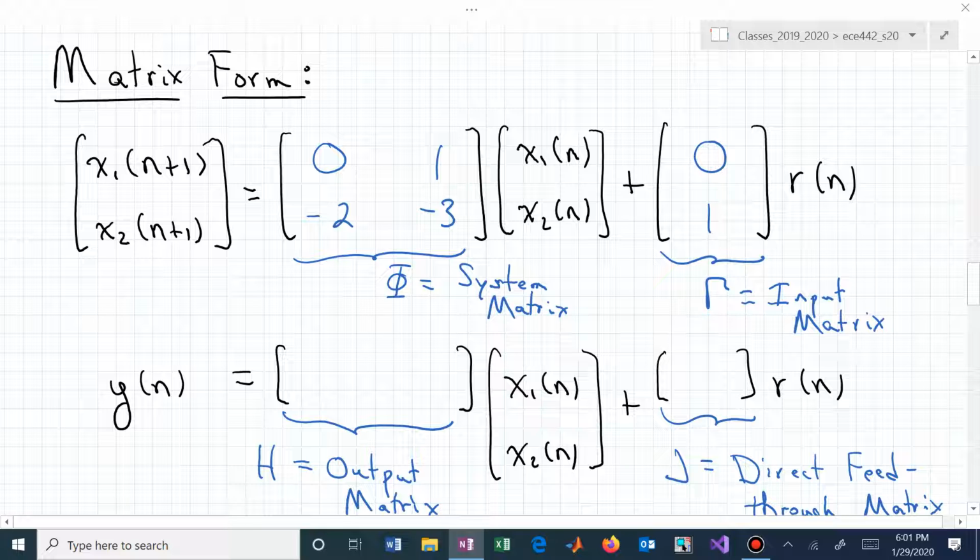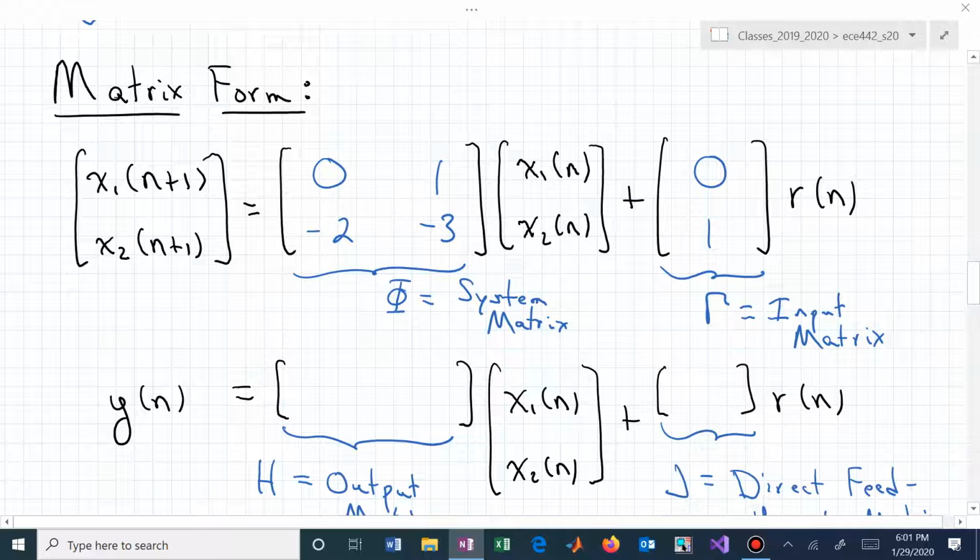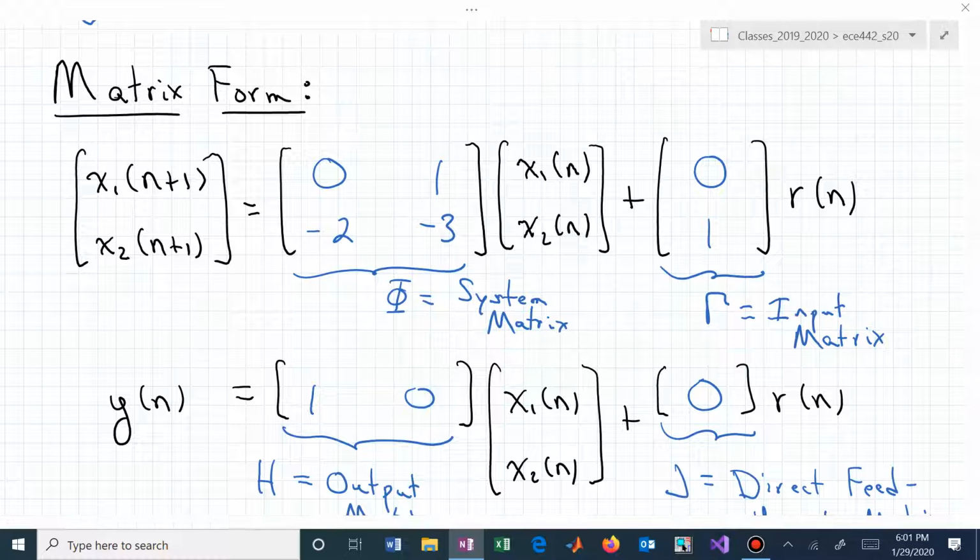In this case, I have 2 state variables. There's my 2 columns. And I have 1 output identified, y of n. And this now says, oh, that's 1, 0 for H. And J, a lot of times I might not even write it in. I might not even say plus 0 because it's not there. I might just say y is equal to Hx.